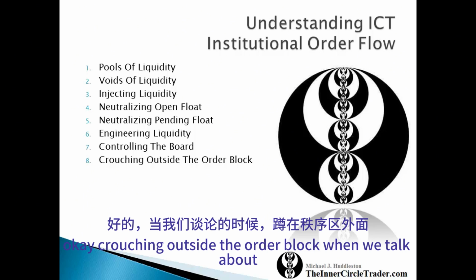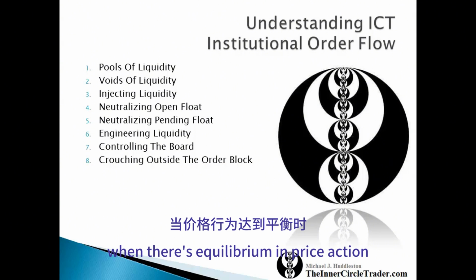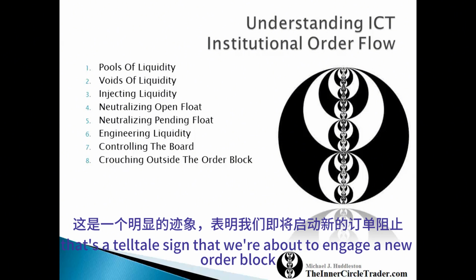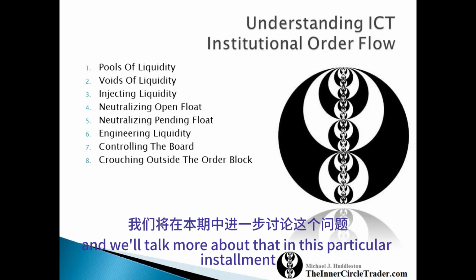When we talk about the central bank dealers range and Asian range and consolidations, when there's equilibrium in price action, many times that's a telltale sign that we're about to engage a new order block, and that will be the catalyst for the new surge in price. And we'll talk more about that in this particular installment.